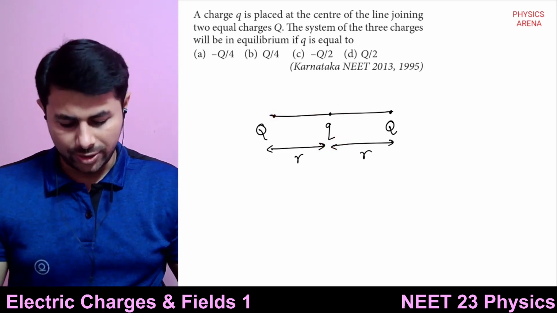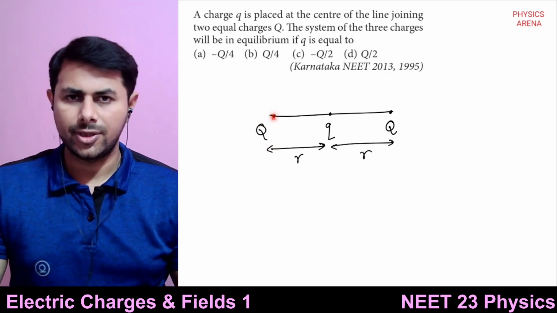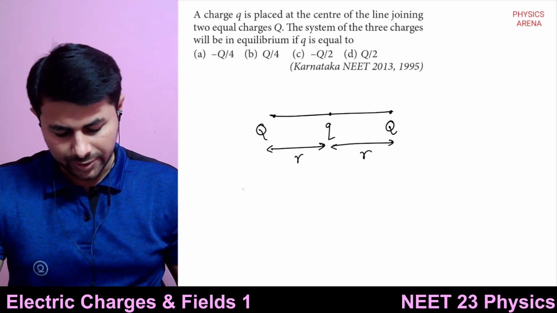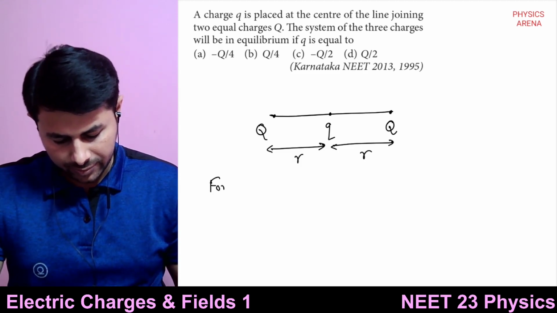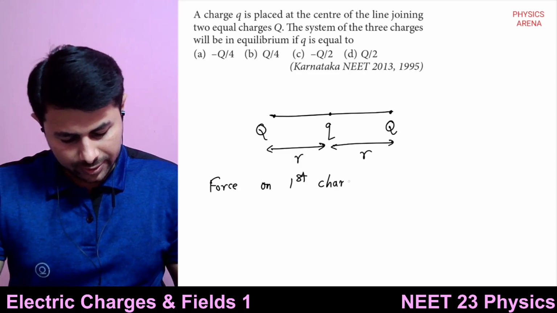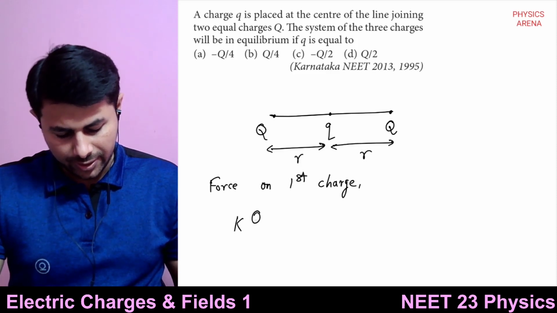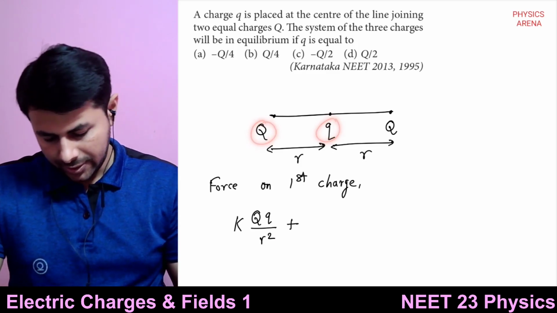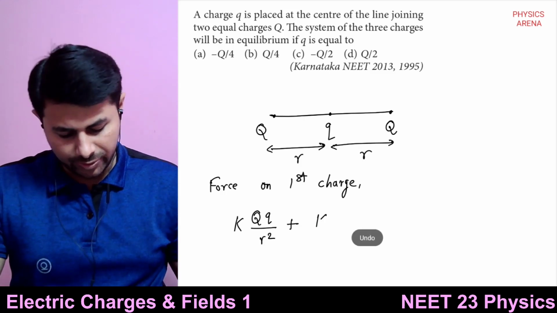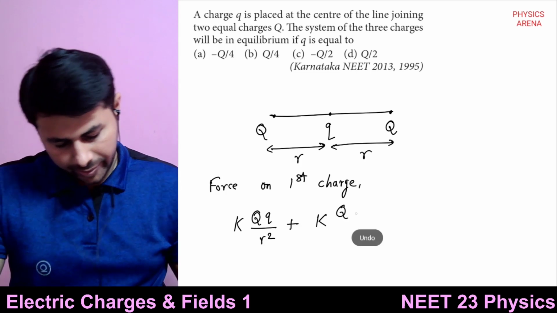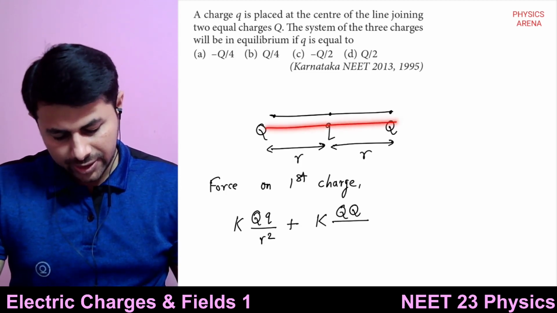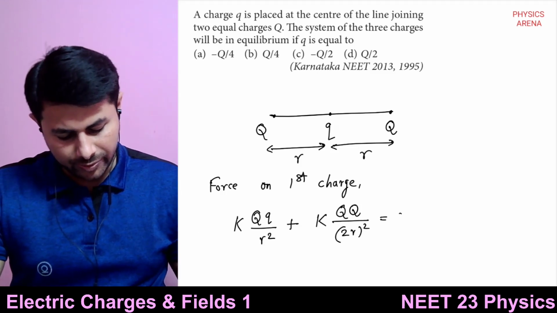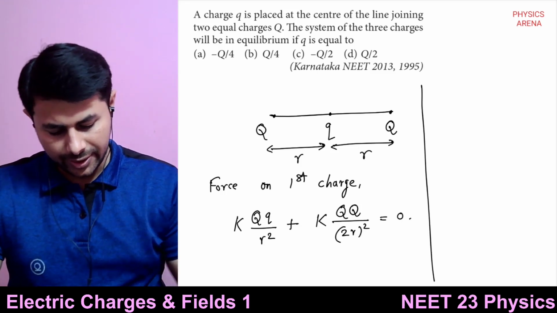So now the other two charges should also be in equilibrium. So the net force on this one should be equal to 0, and the force on this one should also be equal to 0. So let's calculate the force on the first charge. It is k multiplied by q into Q divided by r square, plus the force on this charge due to this charge, k, where k is 1 upon 4 pi epsilon naught, multiplied by Q into Q divided by how much is this distance? 2r, so (2r) square.